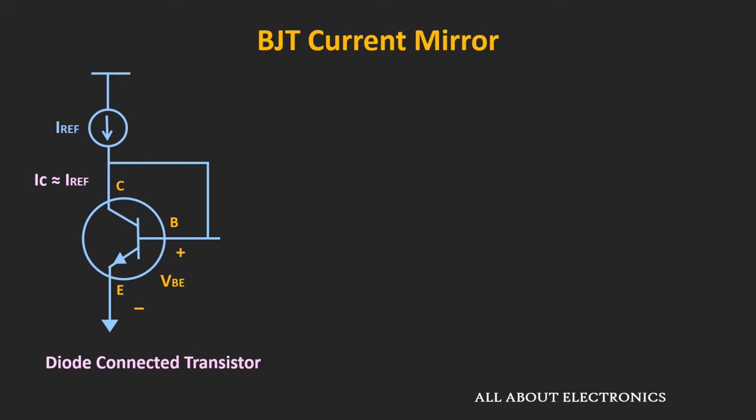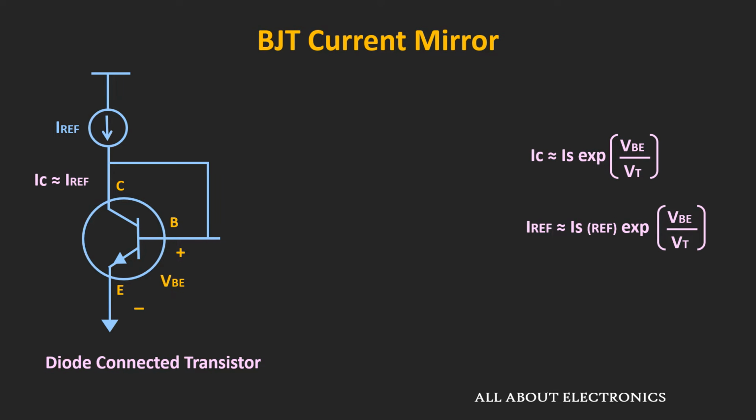Now we already know the relationship between the collector current and the voltage VBE, right? So in this case we can say that this I reference, or the collector current, is equal to Is reference times e to the power VBE divided by VT. Here this Is reference is the reverse saturation current of the reference transistor. And from this we can say that the voltage VBE is equal to VT times natural log of I reference divided by Is reference. So as you can see, here the voltage VBE is a function of the reference current.